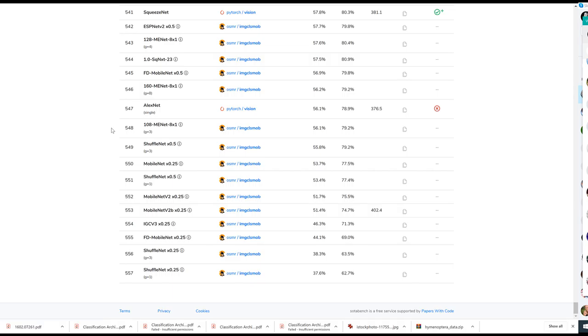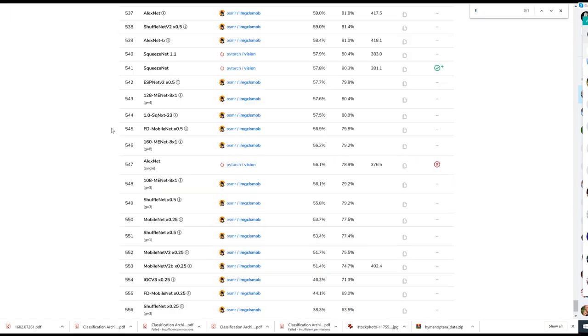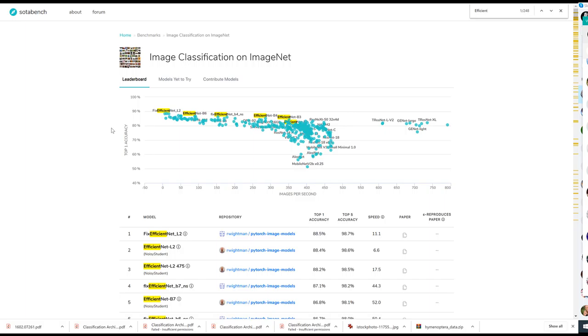But one important thing that's missing from this leaderboard are the number of parameters. That's a very critical thing to look at besides the performance. Okay, let's just try to look for something like efficient. Kind of guessing that a lot of those stem from the EfficientNet paper, we can see that there are 248 entries on this leaderboard that are some form of derivative of EfficientNet.